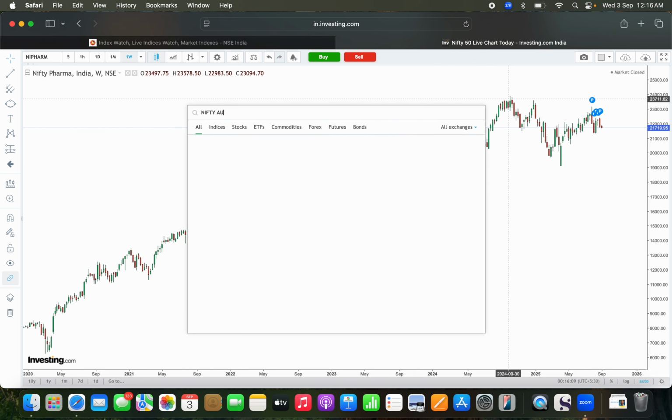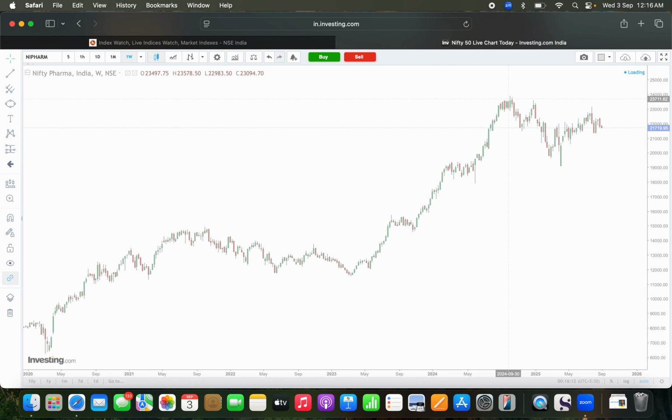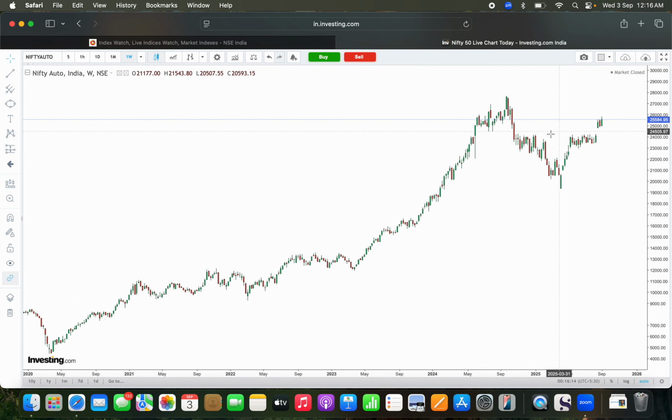And if we look at Nifty Auto, we will also see that it has sort of already given that breakout, the breakout that we are seeing in these other indexes. It has already given that inverted head and shoulder or a saucer breakout on the weekly. So the auto is a case where the breakout has happened. The pharma and FMCG are cases where the breakout could happen.